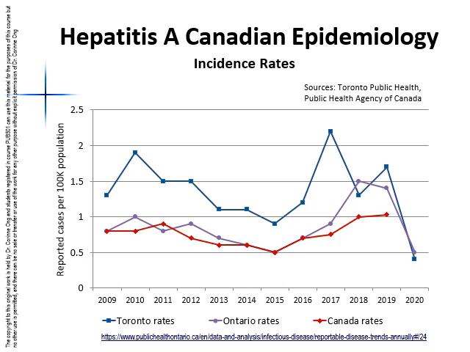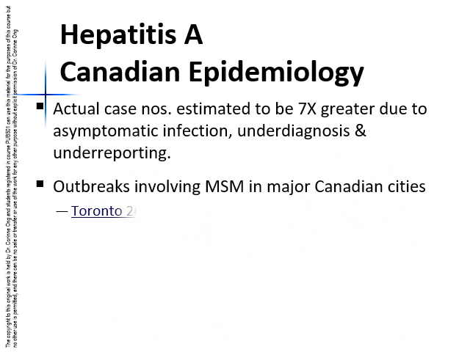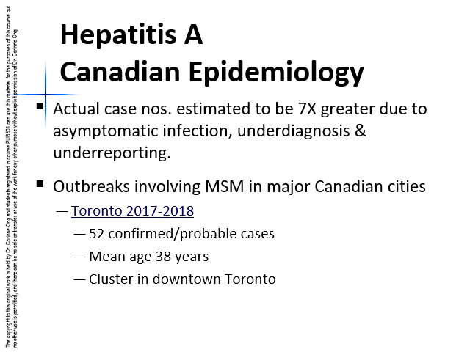The Ontario rates were similar, ranging from 0.5 to 1.5 cases per 100,000, corresponding to 70 to 220 cases per year. It's the Toronto rates that are different and higher than the national and provincial rates, ranging from 0.9 to 2.2, corresponding to 25 to 63 cases per year. It is estimated that actual case numbers are roughly 7 times greater than reported due to asymptomatic infections, underdiagnosis, and underreporting.